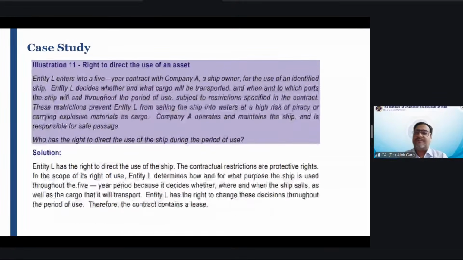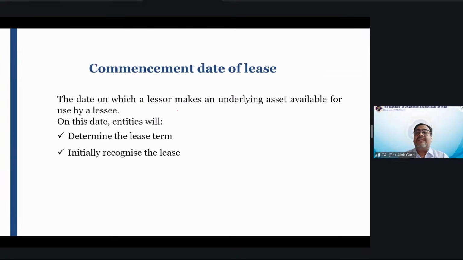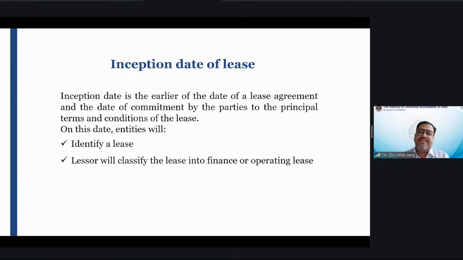So we discussed what an identified asset is, and we discussed the right to control the use of the asset. Then the concept is the inception date of the lease and the commencement date of the lease, my dear friends. So before lease period and lease payment, let me quickly cover this concept. What is the inception date of the lease?